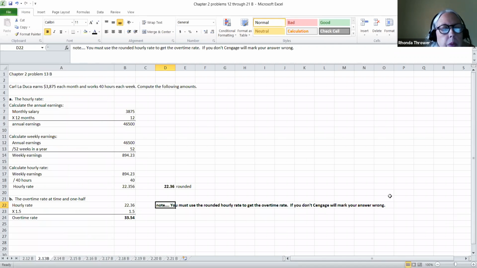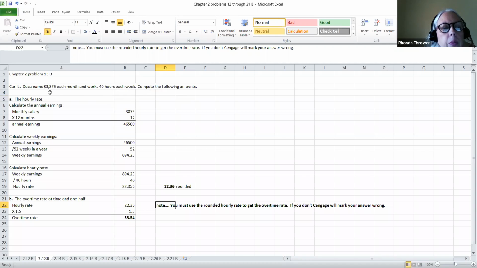The next problem, which is problem 13B, is also asking you to calculate amounts. We're going to be Carl LaDusha, and we're going to earn $3,875 each month. And in this problem, they are working 40 hours each week. And they want you to compute the following. They're asking you to compute the hourly rate first.